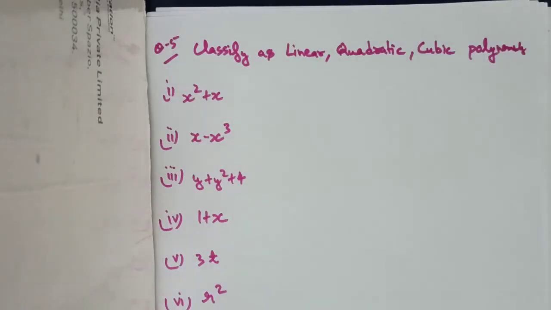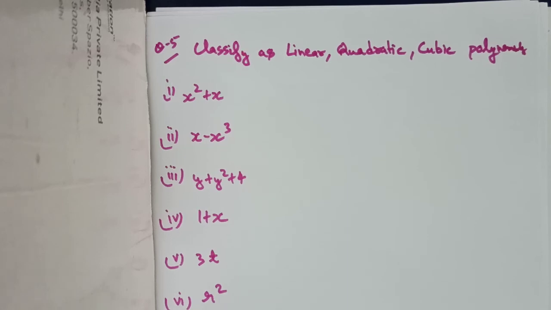Okay, in question number 5, we have to classify the following as linear polynomial, quadratic polynomial or cubic polynomial. We know that linear polynomial is a polynomial which is having degree equal to 1. Quadratic polynomial is a polynomial whose degree is 2. Cubic polynomial is having degree 3 and so on.